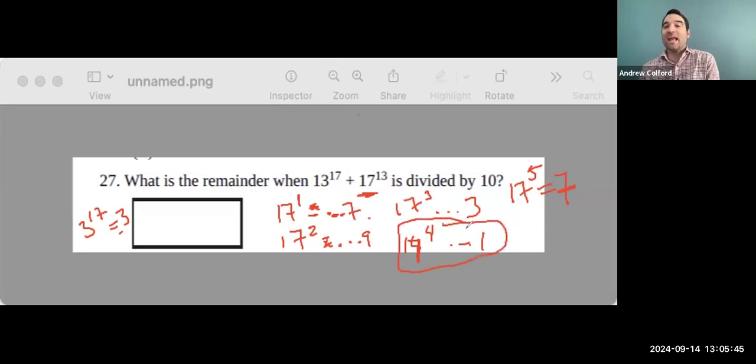And that means 17 to the 8 ends in a 1. And that means 17 to the 12 ends in a 1. And 17 to the 13 is 1 more beyond that. So it ends in a 7, right? 17 to the 13 ends in a 7.